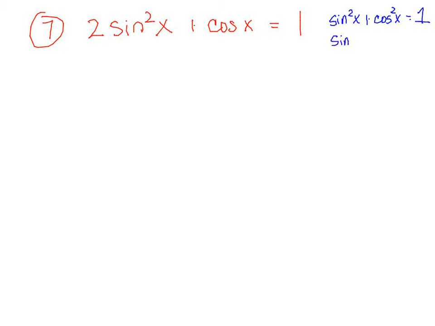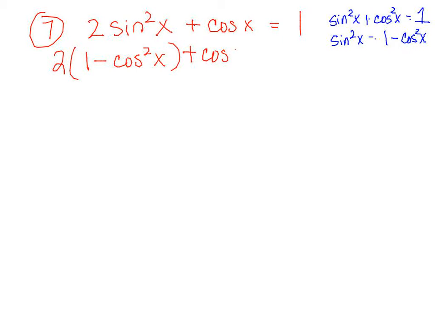So sine squared is 1 minus cosine squared x. And then we'd have it all in terms of cosine x. So we're going to substitute that in. Sine squared is 1 minus cosine squared x. And move the 1 over. We'll distribute this 2.